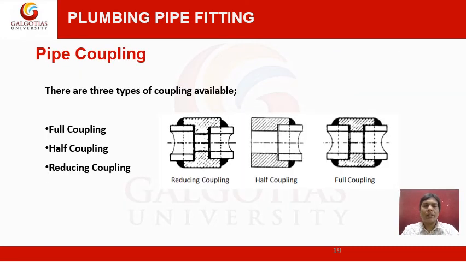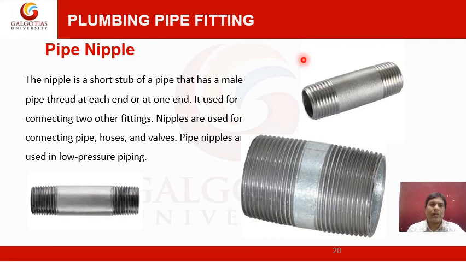The pipe coupling. There are three types of coupling available: full coupling, half coupling and the reducing coupling. There are nipples, pipe nipples. The nipple is a short stub or pipe that has male pipe thread at each end, or at one end. It is used for connecting two other things. Nipples are used for connecting pipes, hoses and valves. Pipe nipples are used in low pressure piping.